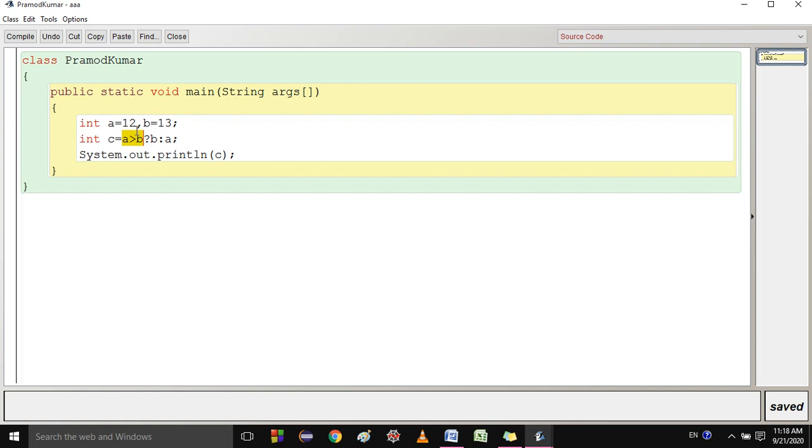If this condition is false, let me explain again. If this condition is true, that means satisfied, then the first statement goes to c, and if this is false, that means not satisfied, then the second statement result goes to c. This is not satisfied, since 12 is not greater than 13, so a goes to c. That means the value of c becomes the value of a, which is 12. So if you print c, the result will be 12. Okay, I think right now you are clear about what I am saying.